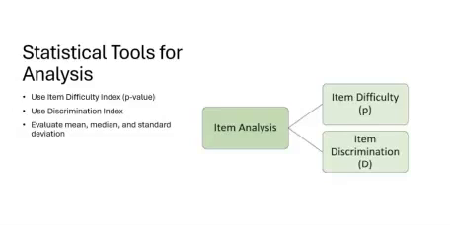This shows whether our questions helped separate students who really understood the material from those who didn't. If a question has a strong discrimination value, it means students who did well in the exam overall also got the item correct. That's exactly what we want. But if the discrimination is low or, worse, negative, it may be a sign that the question was confusing or poorly aligned. We also need to evaluate the mean, the median, as well as the standard deviation of the scores.